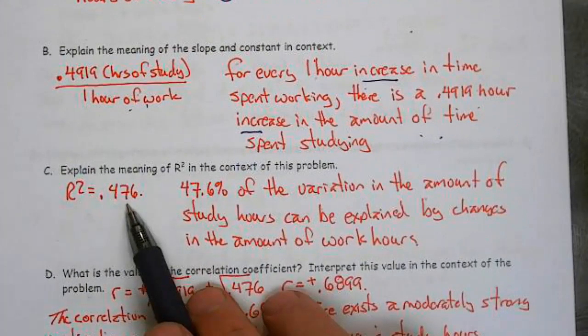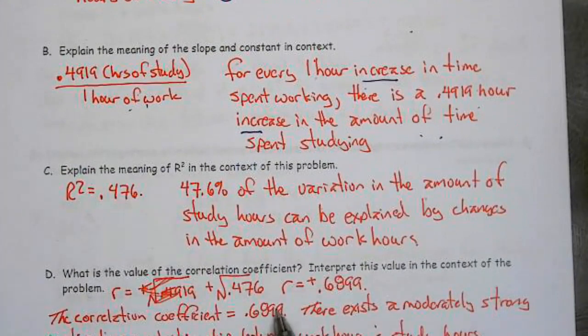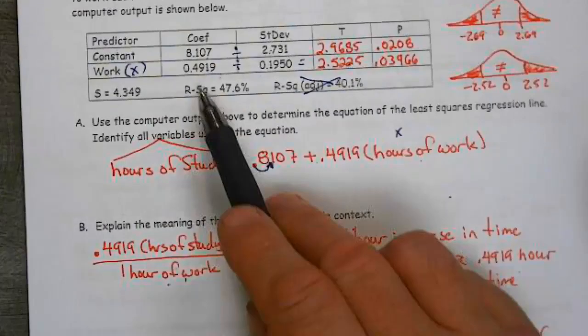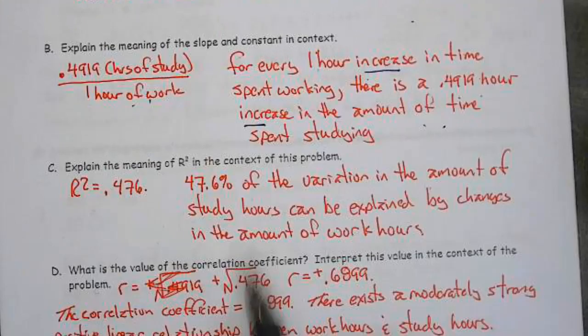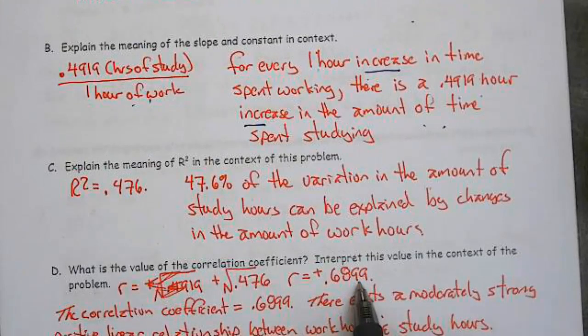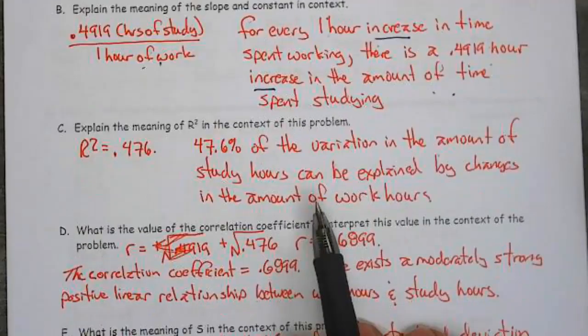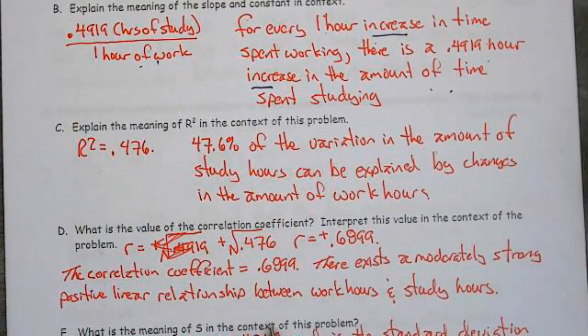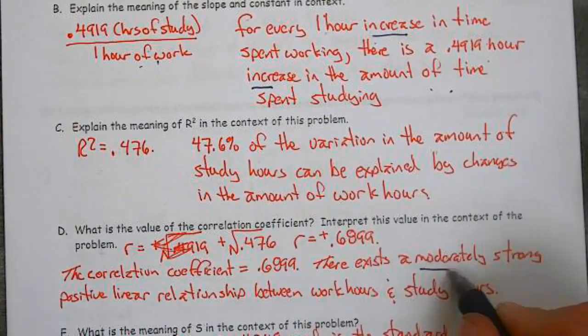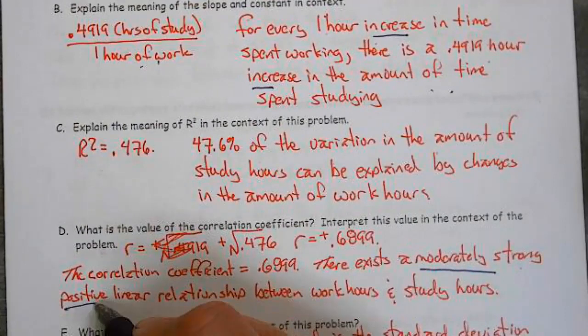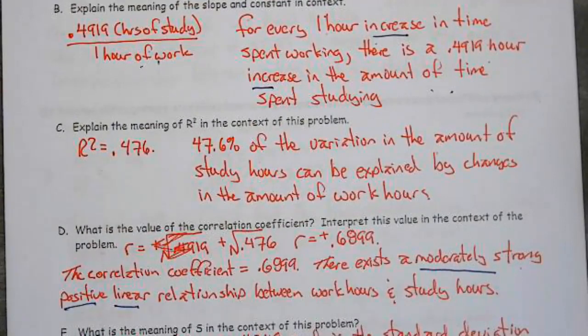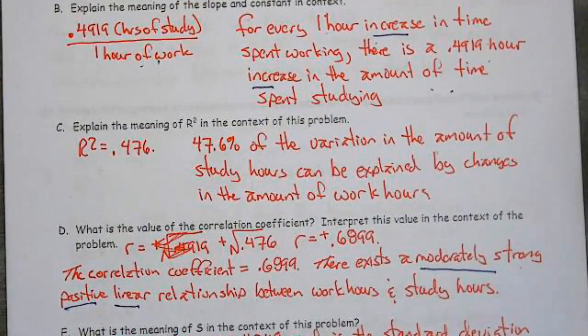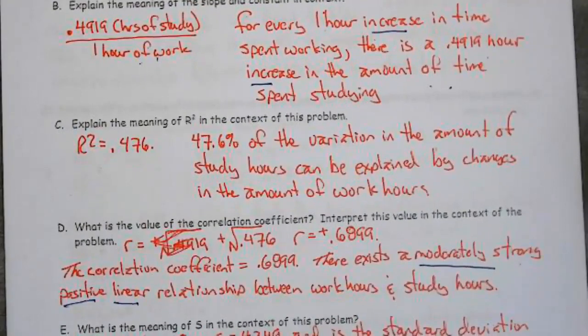We're going to take that same 0.476 and take the square root of it, but I have to check the sign of the slope. The sign of the slope is positive, so my solution will also be positive. When I take the square root of that, I get 0.6899. So the correlation coefficient is 0.6899. There exists a, and this is really important, moderately strong, positive, linear, need those 3 words, relationship between work hours and study hours.